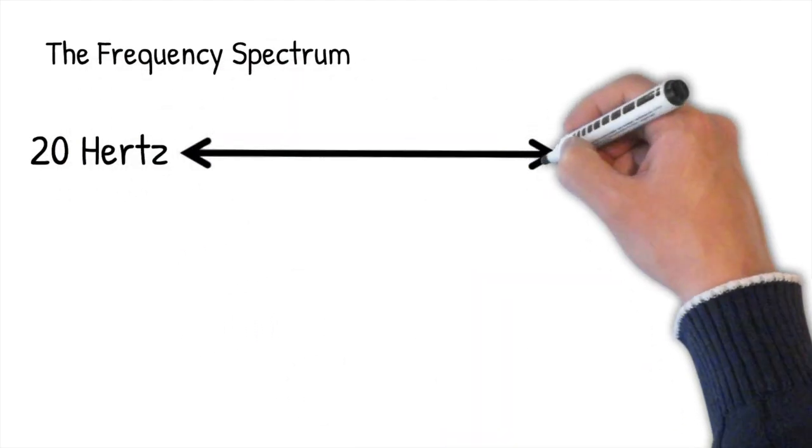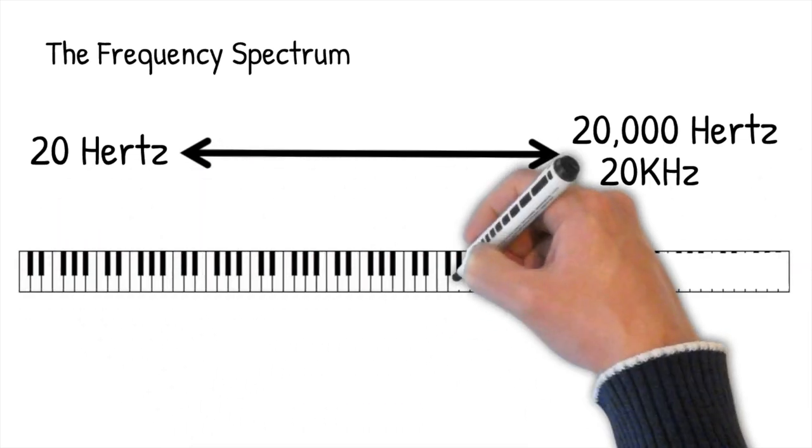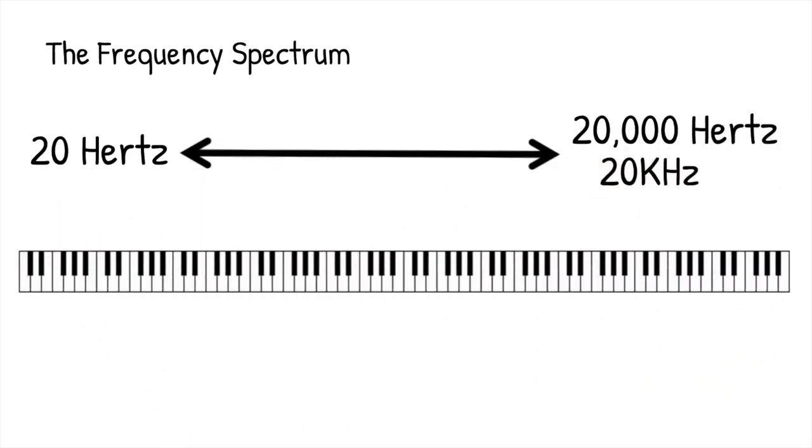It's generally agreed that the range of human hearing is from 20 Hz, 20 vibrations per second, all the way up to 20,000 Hz or 20 kilohertz. And there are many factors that will affect your hearing's range throughout, such as age, gender and health, so the 20 to 20,000 range certainly doesn't apply to everyone. In terms of music, this audible frequency spectrum is about 10 octaves.